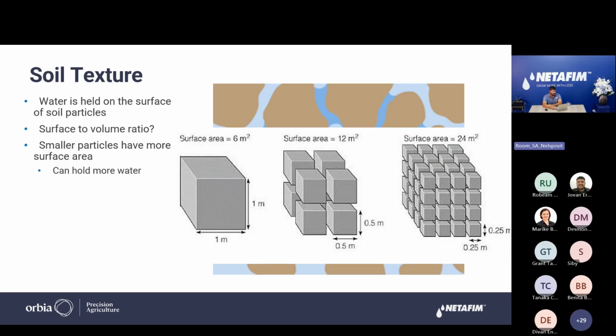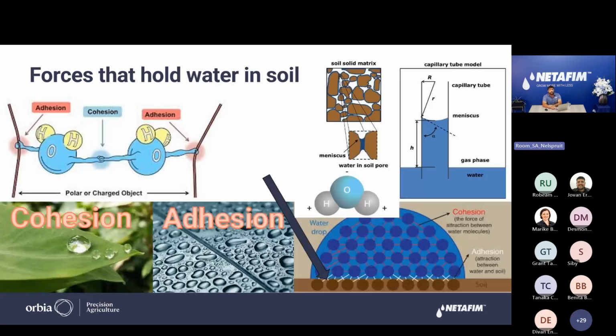So smaller particles have more surface area and can hold more water. And then we're going to look a bit at how the soil holds on to these water particles. Here's a very nice infographic of that concept that we talk about a lot. The main forces that work on water and soil are called adhesion and cohesion.